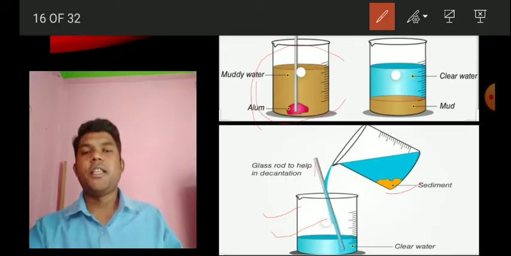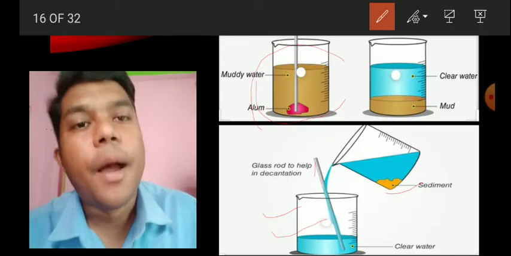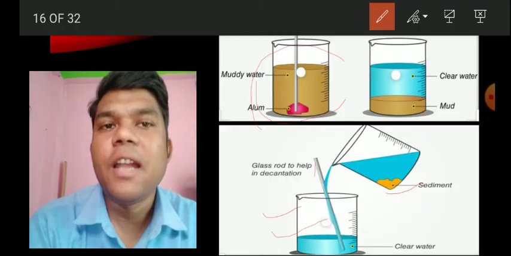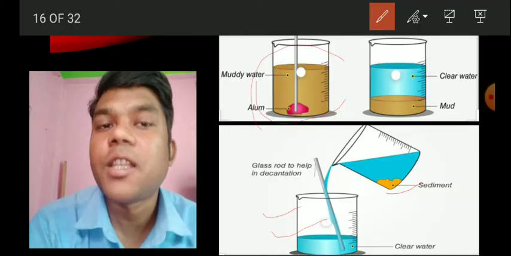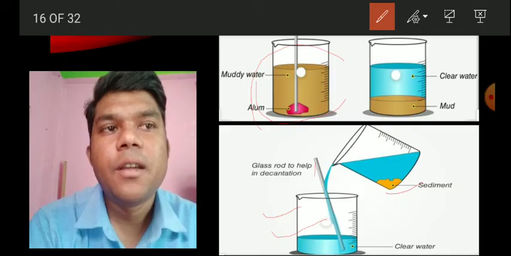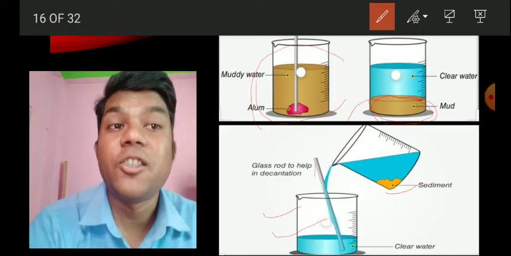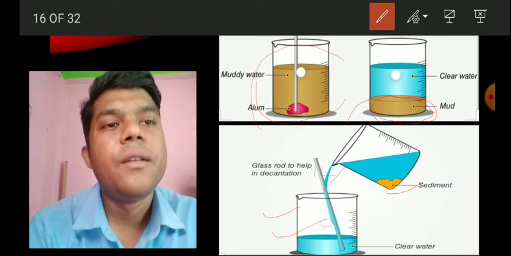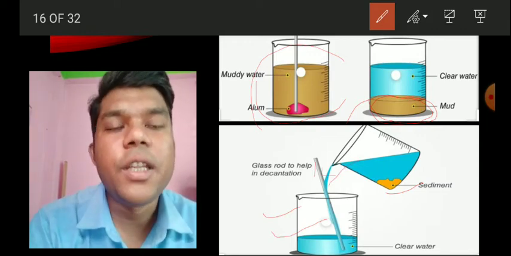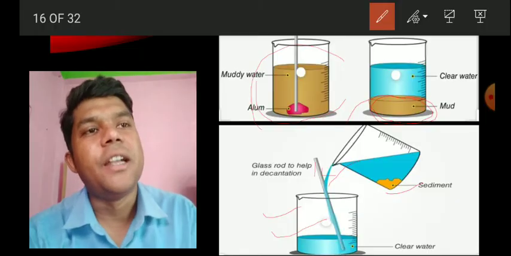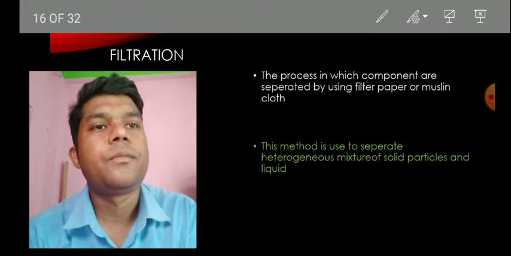I hope you understood sedimentation and decantation. Both are the same method of separation of mixture. Settling down of heavier particles at the bottom of the beaker is called sedimentation, and pouring the clean liquid into another vessel is called decantation.